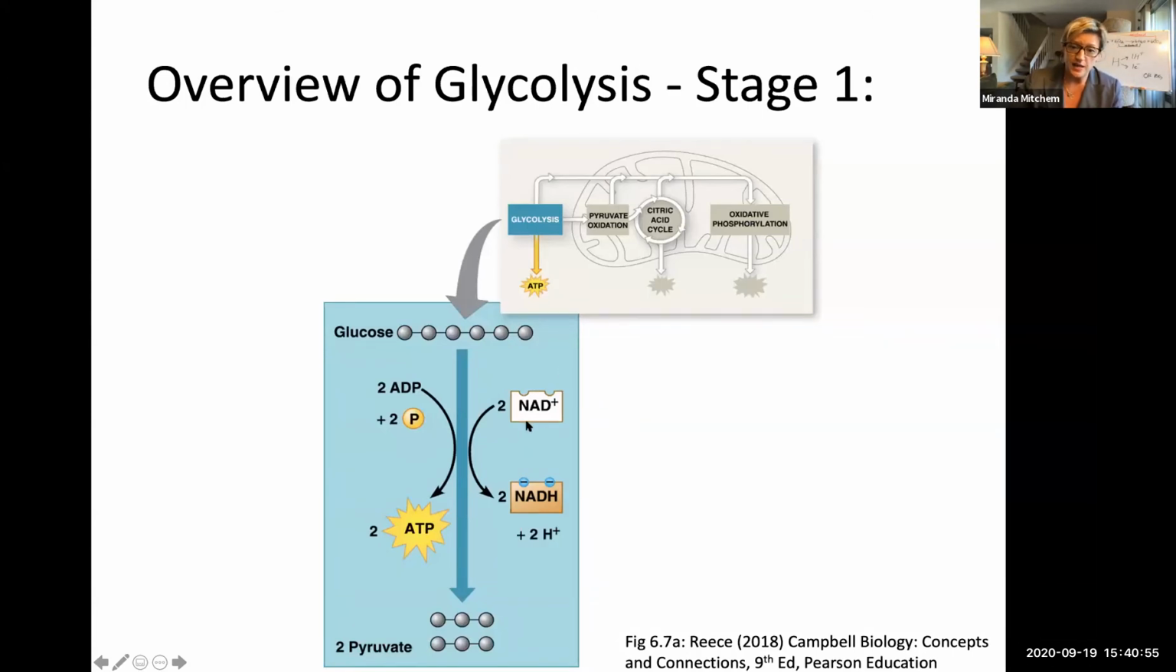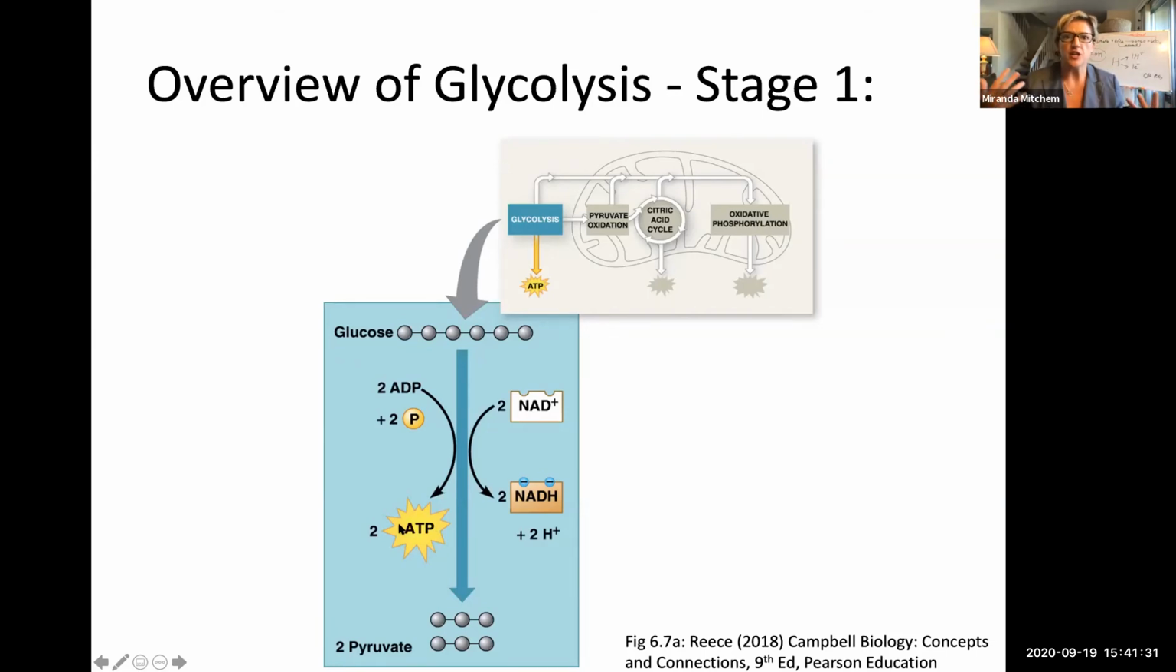It is utilizing 2 molecules of NAD+ to shuttle its electrons in the chemical reactions. So we produce 2 molecules of NADH. We utilize 2 molecules of NAD+, and we make some ATP. Only a net production of 2 molecules of ATP is produced. We actually make a total of 4 ATP in this stage, but 2 are utilized. So that means there's a net production of 2.